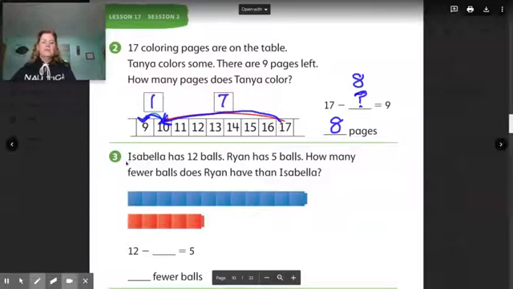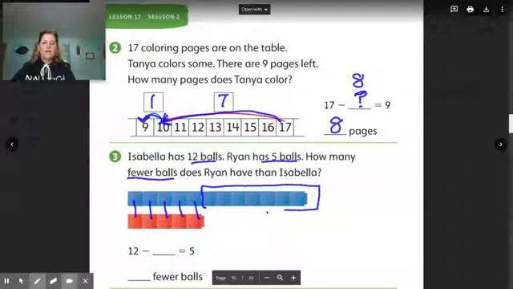All right. Isabella and Ryan. Isabella has 12 balls. Ryan has 5 balls. How many fewer balls, subtraction, does Ryan have than Isabella? Well, they already put Isabella's balls here. They put Ryan's balls here. We need to match them up, right? And these are the ones that do not have any pairs. So it's 1, 2, 3, 4.